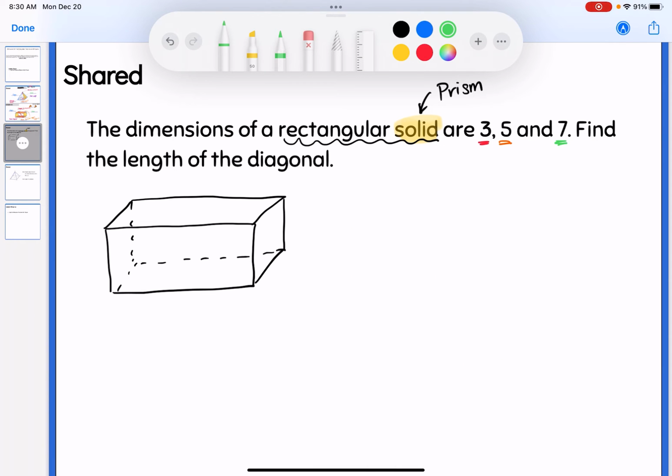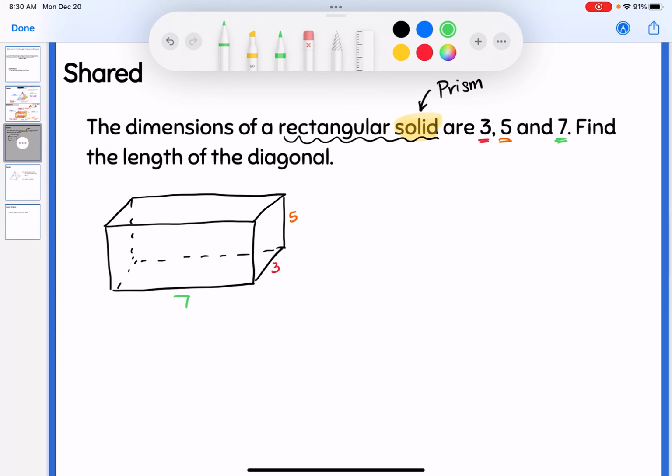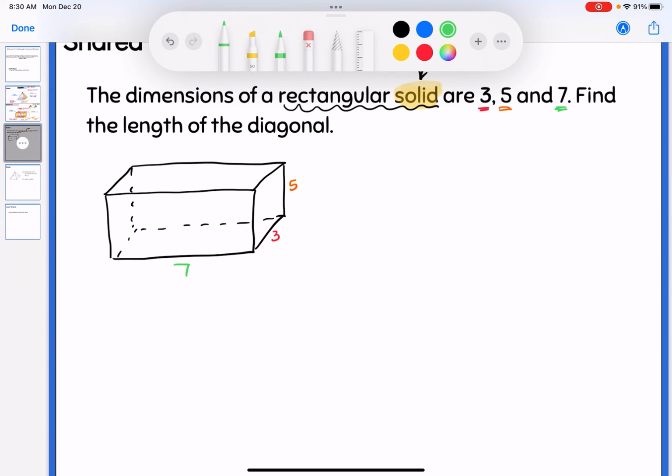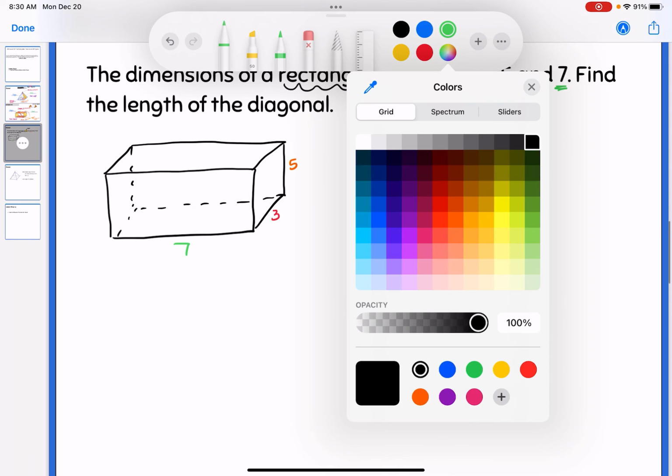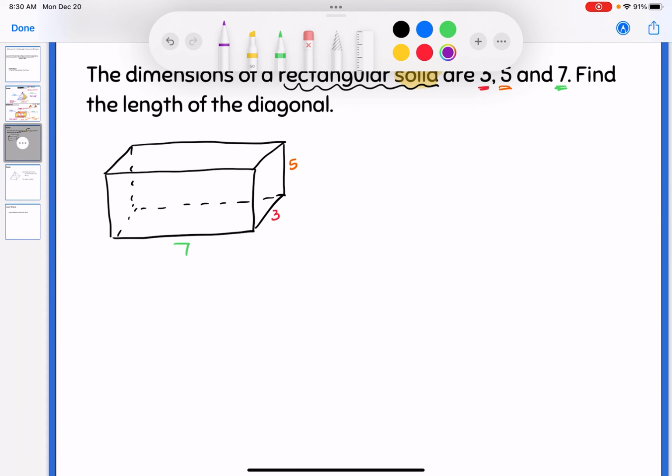Now I get a lot of questions about this. How do you know where the 3 goes, the 5 goes, and the 7 goes? So let's say I drew my picture, a random rectangular prism. Looking at how my picture is, I would say that kind of looks like the 3, this looks like the 5, and then the long one would be the 7. But does it matter? The idea is we are trying to find the length of the diagonal of the prism, which means it's slicing through the entire prism, not laying flat on one of the faces. So that's what I'm trying to find.